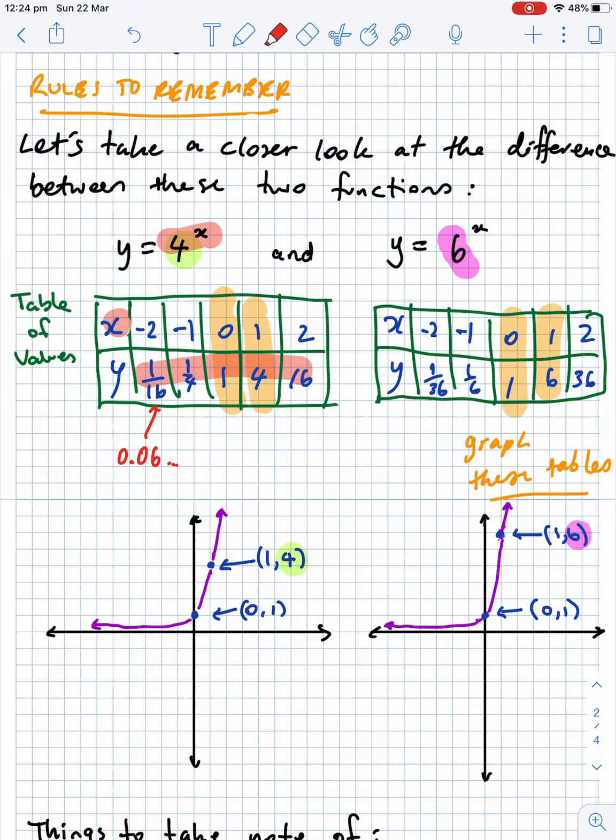So here, my x changes to a negative 2. When x is negative 2, the y becomes 4 to the power of negative 2, which is going to be 1 over 16. So you can use your calculator for this. And then same sort of thing for -1.